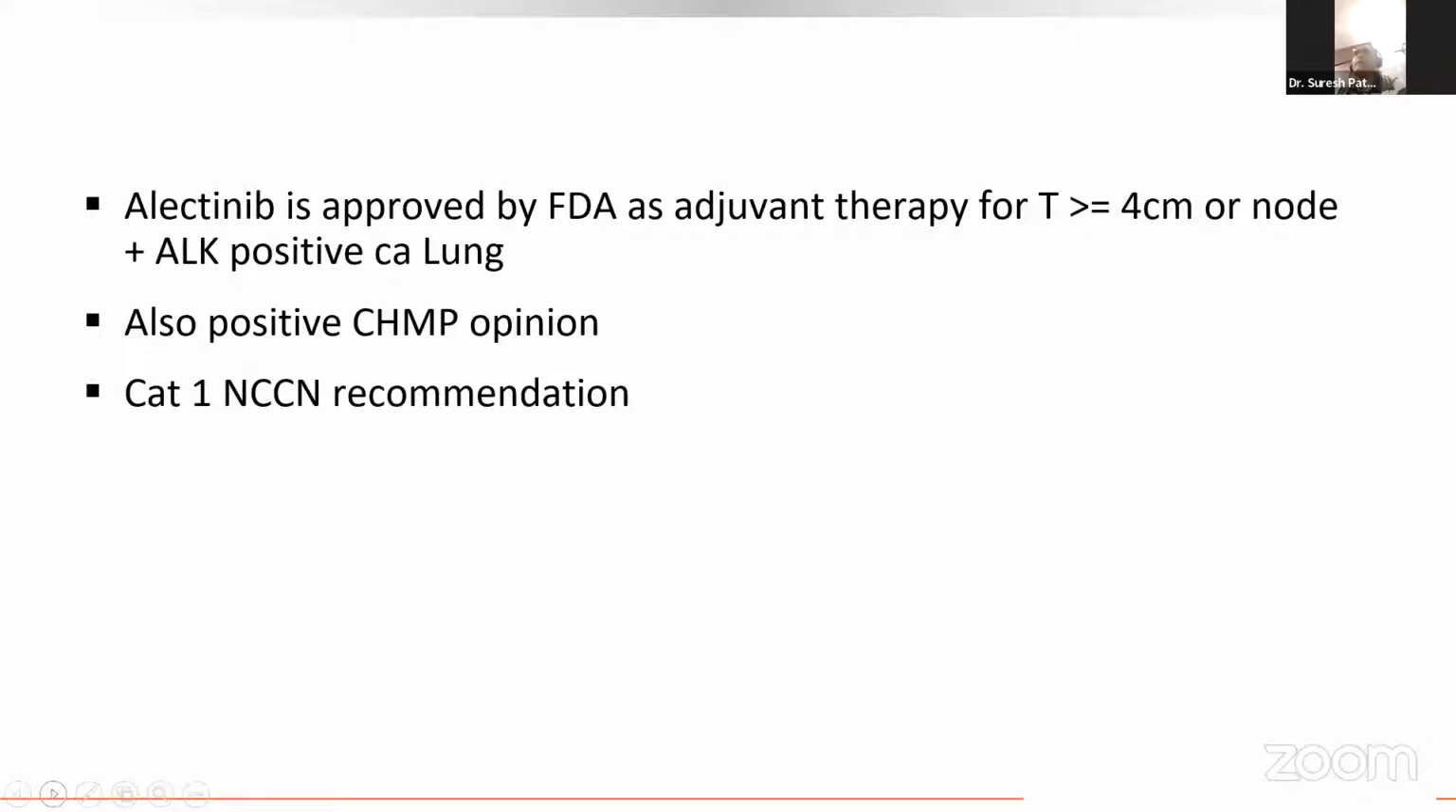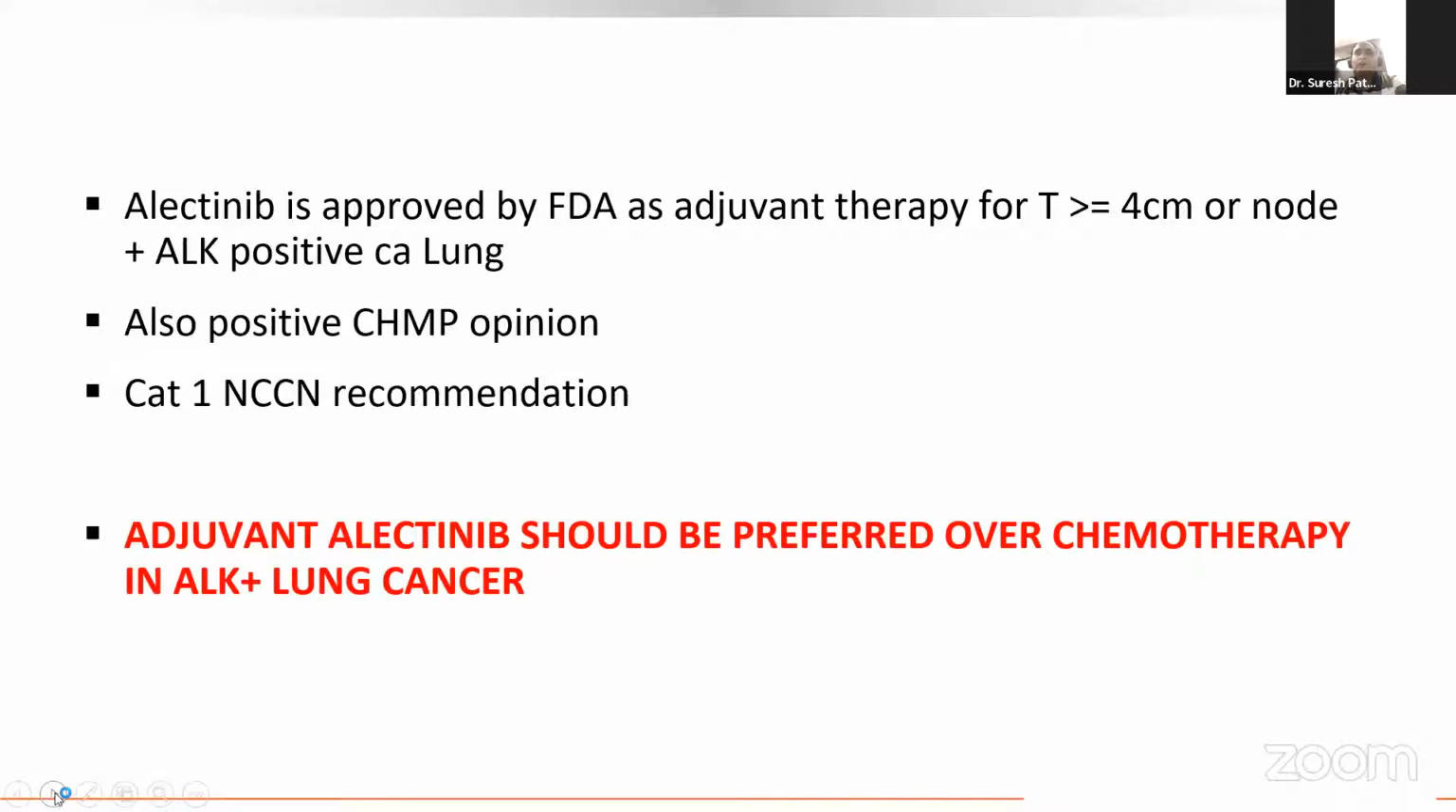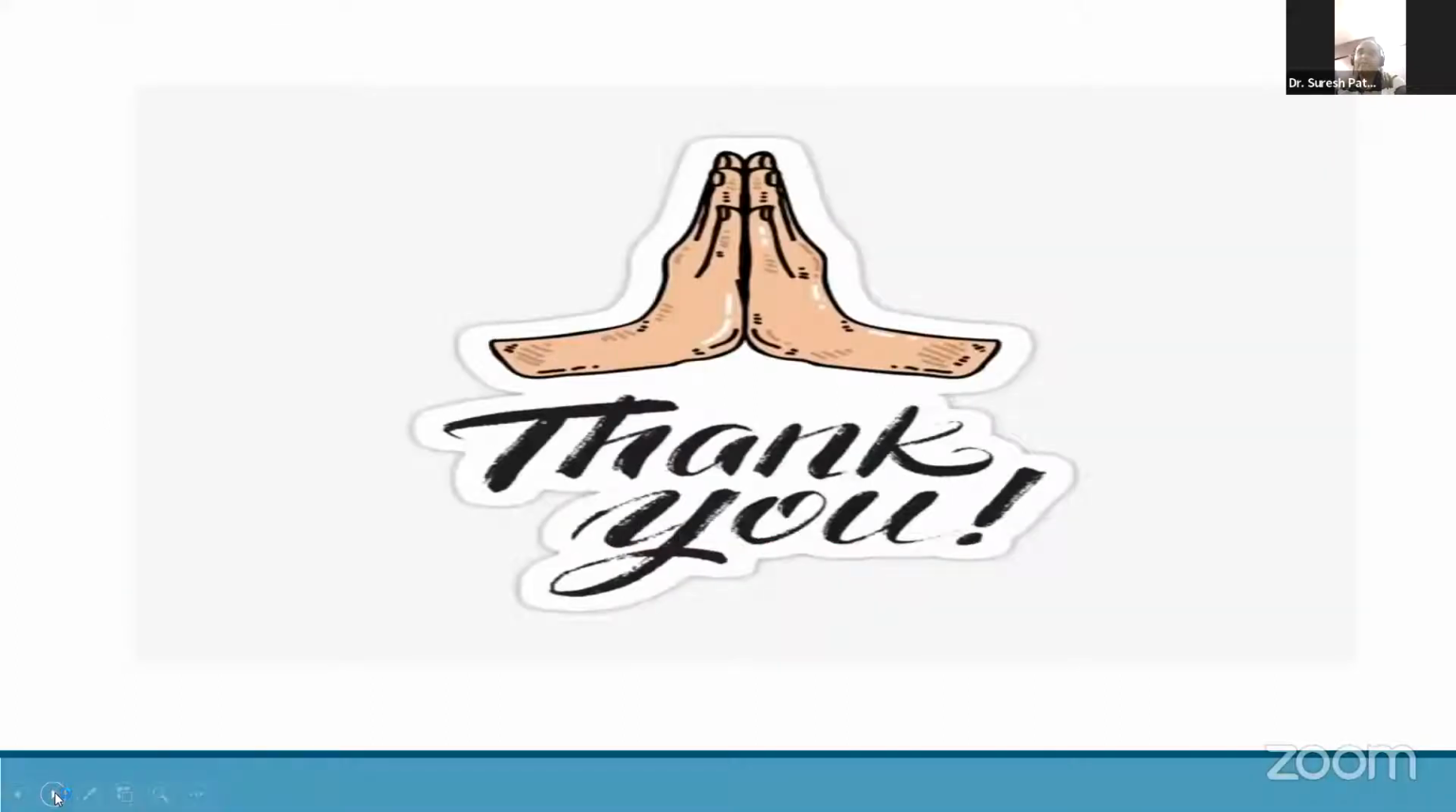So alectinib is approved by the FDA as adjuvant therapy for ALK-positive NSCLC with tumor size of more than or equal to 4 centimeters or node positive. We also have a positive opinion from the Committee for Medicinal Products for Human Use for the drug. It is a category 1 NCCN recommendation. Next slide, please. So adjuvant alectinib should be preferred over chemotherapy in ALK-positive lung cancer. Next slide, please. Thank you.